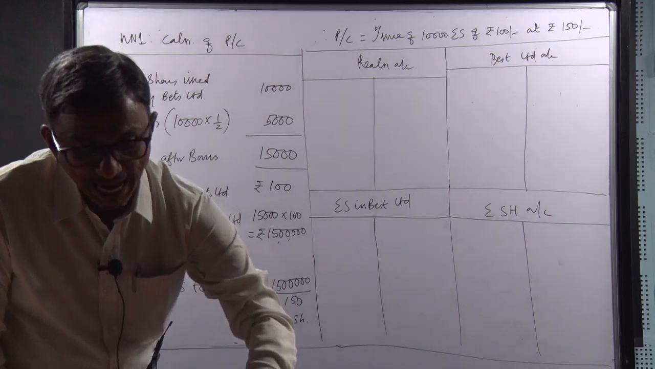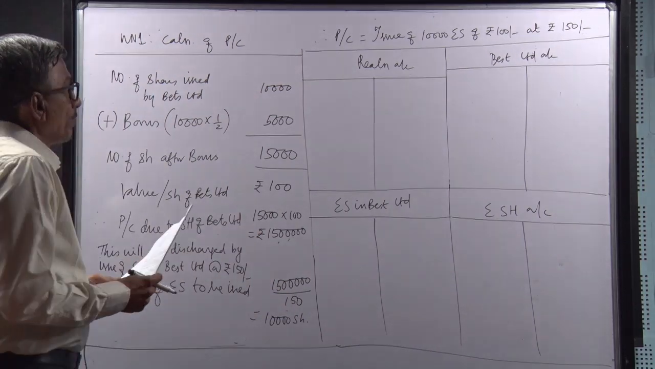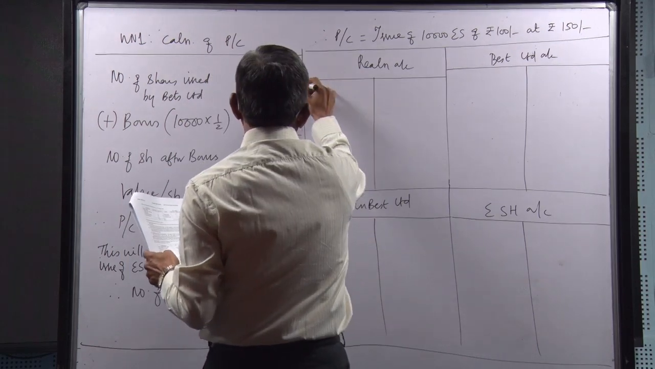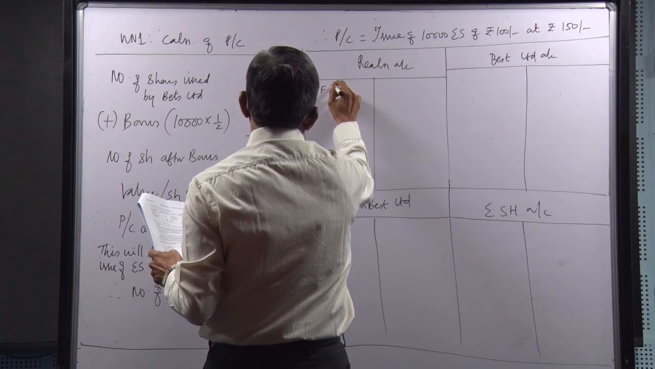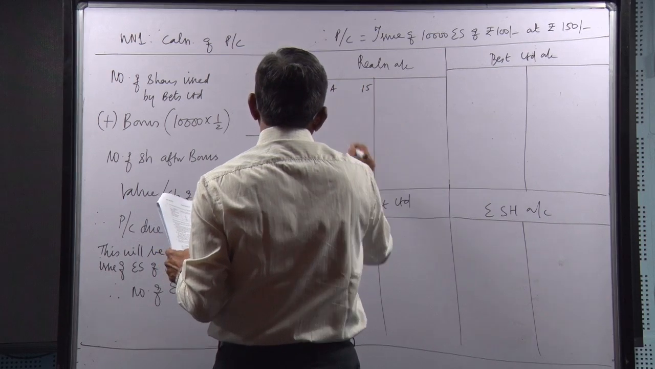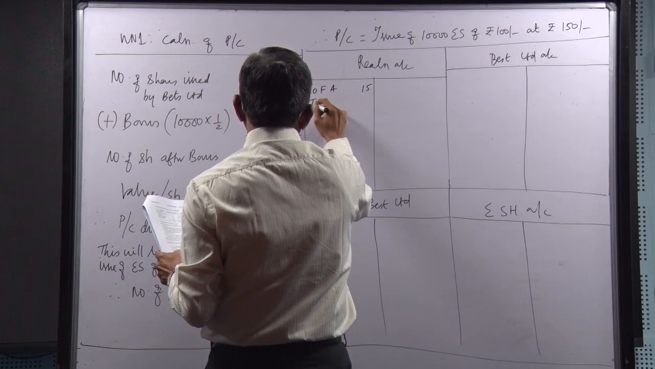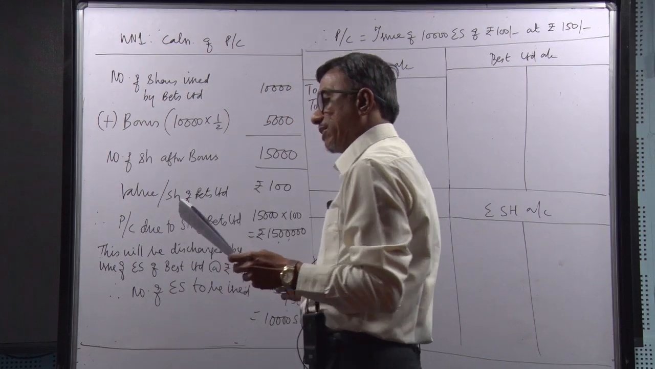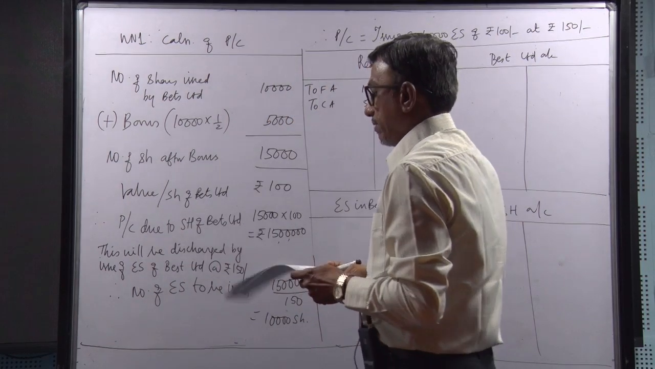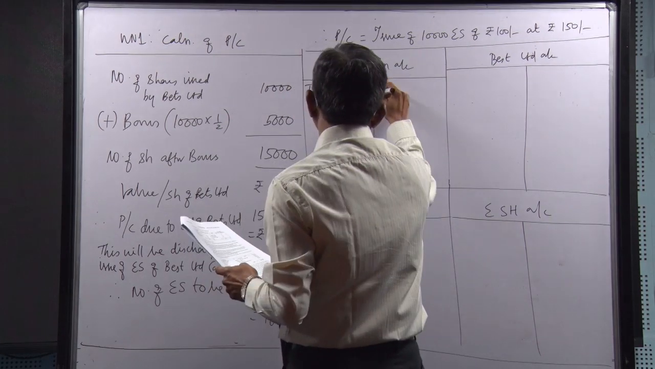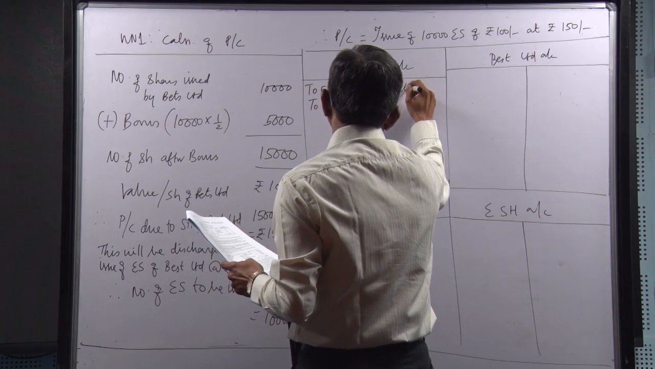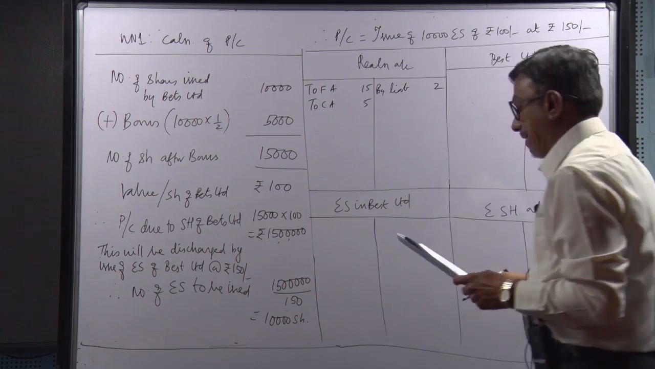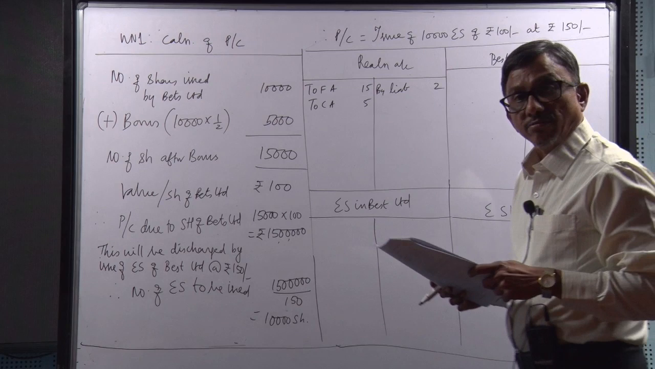All the assets and liabilities will be first transferred to realization account. So transfer to realization account, to fixed assets, 15 lakhs, to current assets, 5 lakhs. Transfer of asset to realization account. Then transfer of liability, by liabilities 2 lakhs. Then we have to record the consideration.